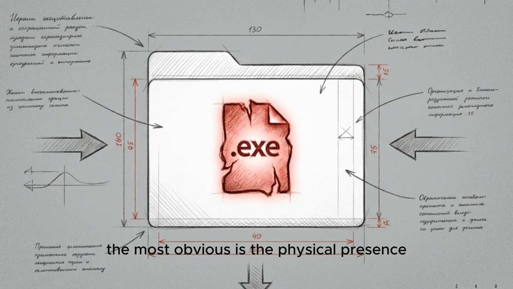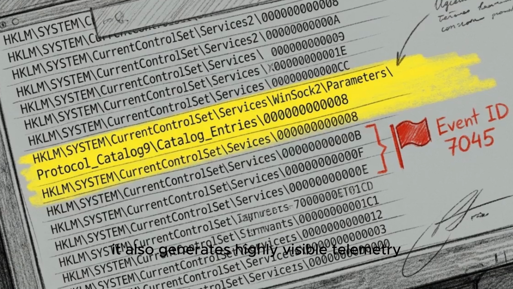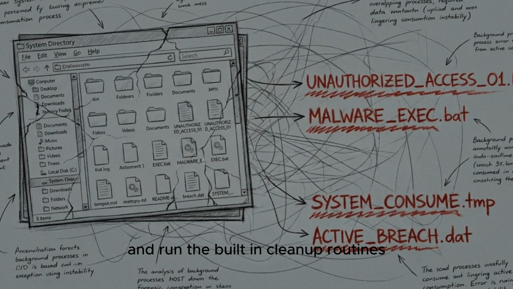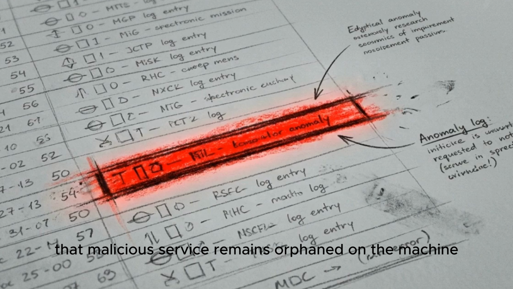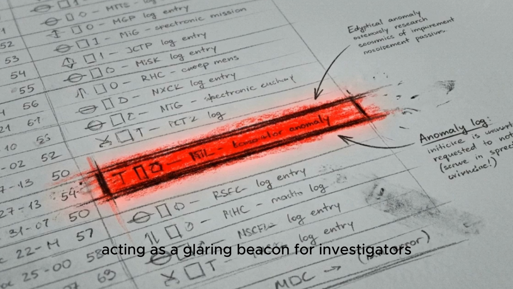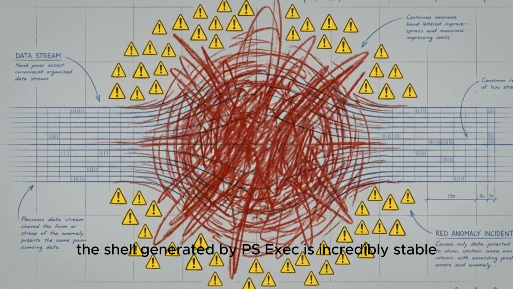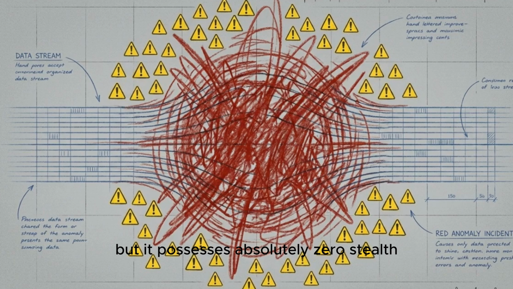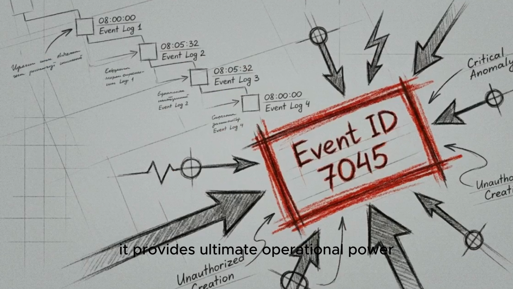The most obvious is the physical presence of the dropped executable file sitting right on the hard drive. It also generates highly visible telemetry for the blue team. Every time PSExec runs, the target machine logs Windows Event ID 7045, service creation. If the attacker fails to cleanly exit their session and run the built-in cleanup routines, that malicious service remains orphaned on the machine permanently, acting as a glaring beacon for investigators. The shell generated by PSExec is incredibly stable, but it possesses absolutely zero stealth. It provides ultimate operational power, but its reliance on hard drive writes and service creation makes it obvious to security teams analyzing Windows event logs.